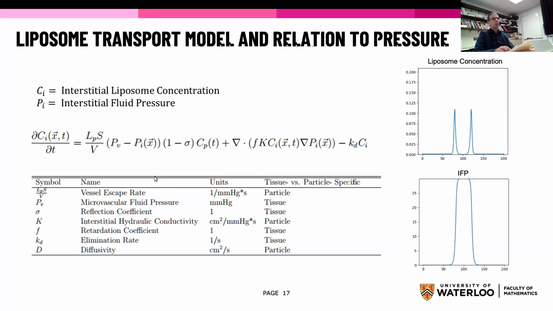The first term in this PDE describes the influx of the substance from plasma into the interstitial space due to the pressure difference between the vascular and interstitial components. The second term describes convective transport of the liposomes within the interstitial space due to the pressure gradient. And given the size of these liposomes, the diffusion terms have been ignored, and transport is mainly through convection. And the last term represents the loss of the substance due to degradation or clearance mechanisms inside the tissue.